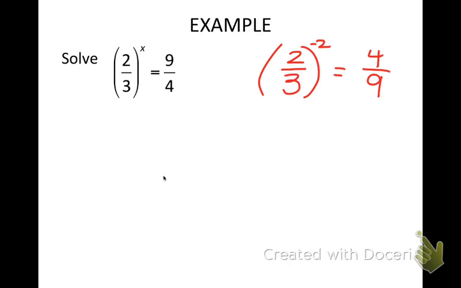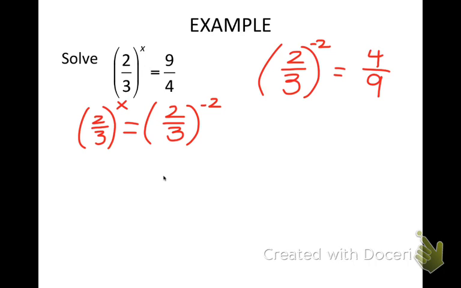So my 9 over 4 is the same as 2/3 to the negative 2 power, equals 2/3 to the x power. So what does your x equal? x equals negative 2. Good. Your brain doesn't think like that? All right. Questions with any of that?